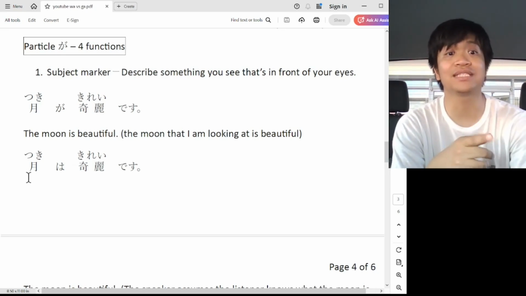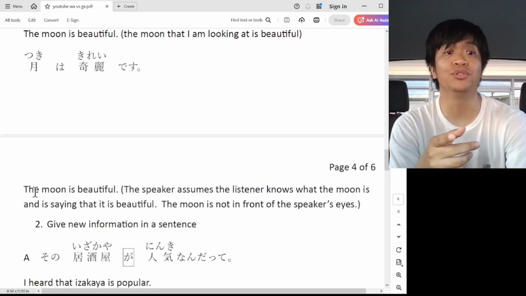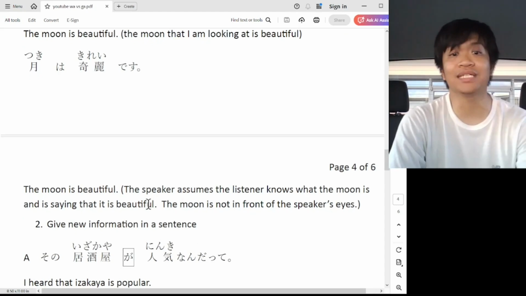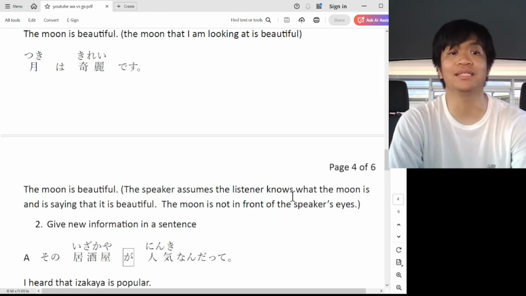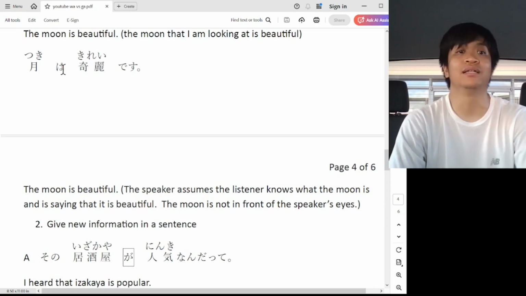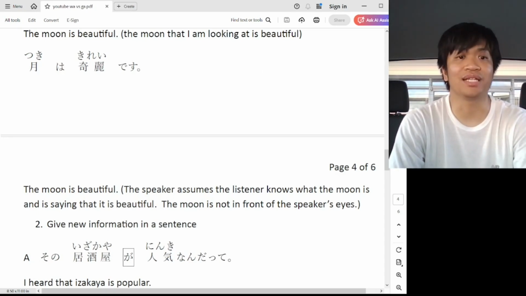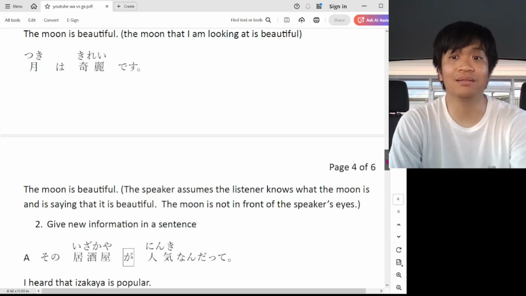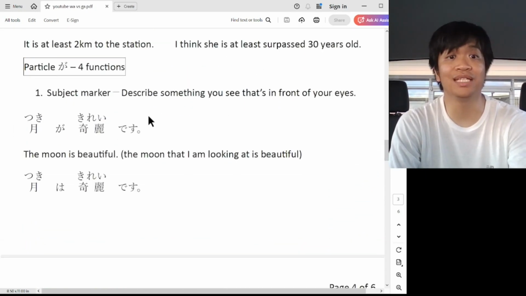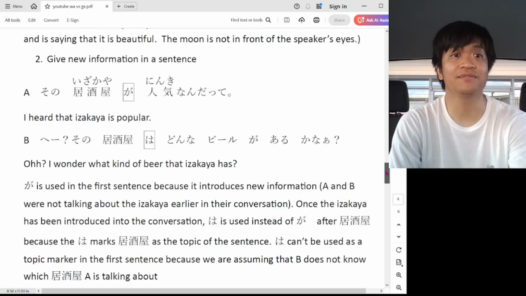If you did say tsuki wa kirei desu, then that would also mean that the moon is beautiful, but the speaker assumes that the listener knows what the moon is and is saying that it's beautiful. So the moon is not in front of the speaker's eyes. So here the wa would function as a topic marker, or it could be maybe a universal thing. But the main thing is that in this sentence, the moon is in front of the speaker's eyes. Here, the moon is not in front of the speaker's eyes. So that's the first function.